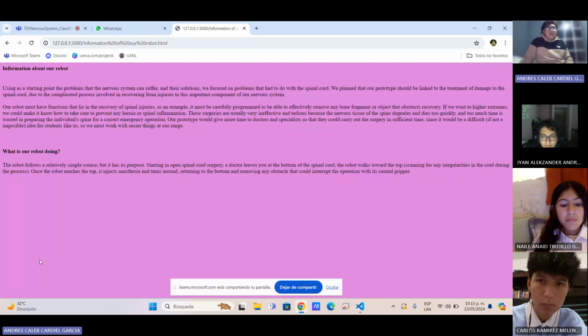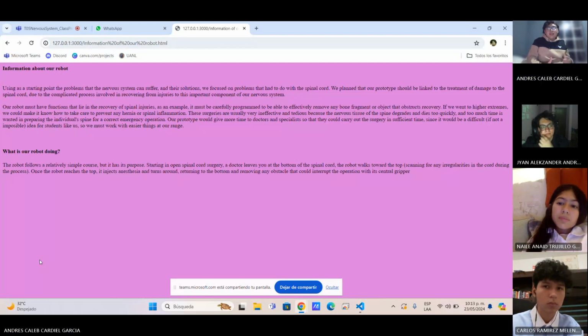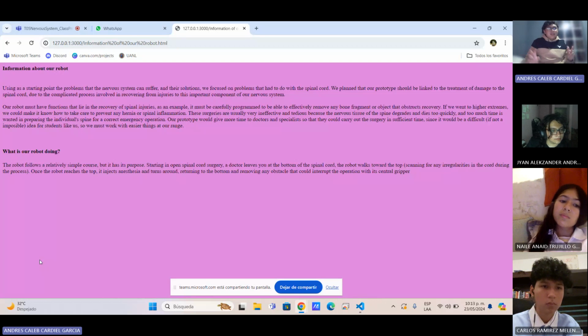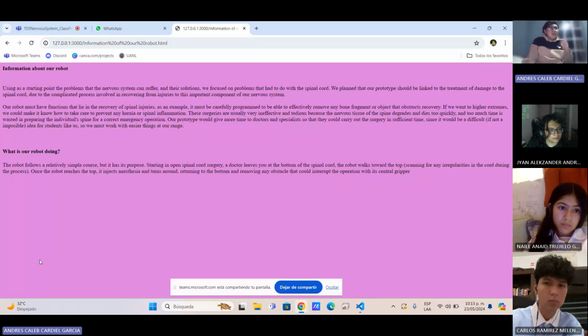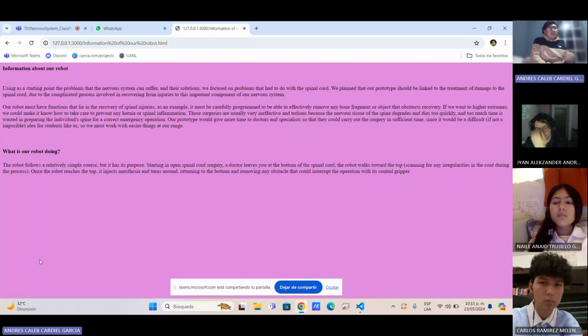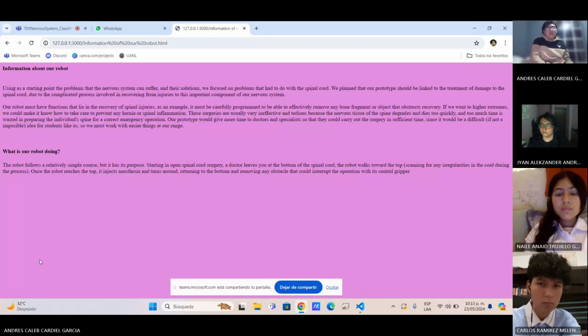As an example, it would be carefully programmed to be able to effectively remove any bone fragment or object that obstructs the recovery. And if we went to higher extremes, we could make it know how to take care of or prevent any hernia or spinal inflammation. And talking about these surgeries, they are very ineffective because the nervous tissue of the spinal cord degrades and dies too quickly.